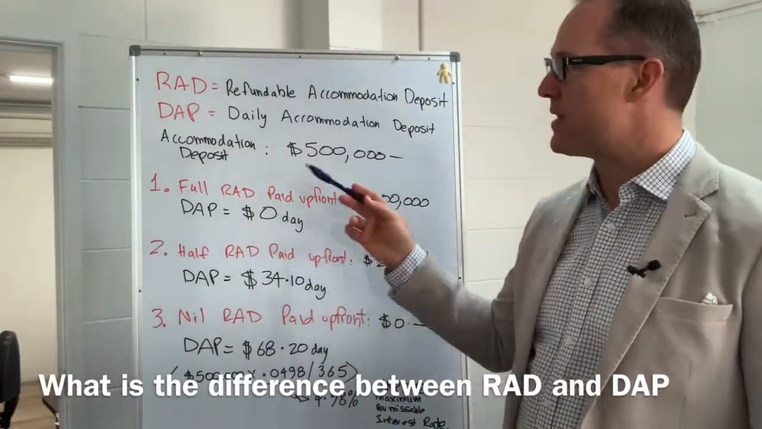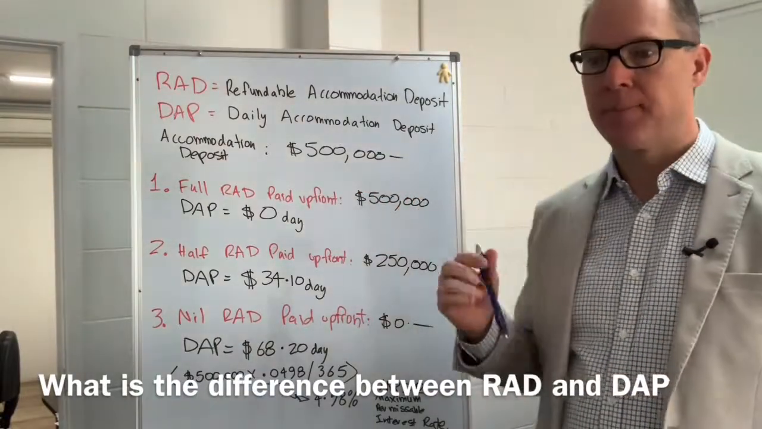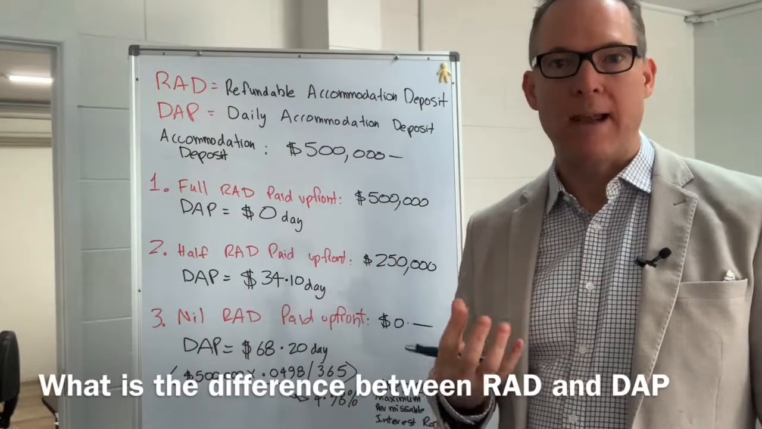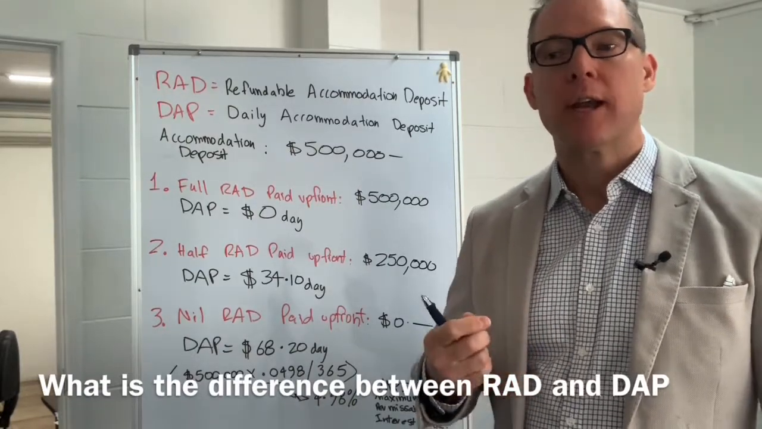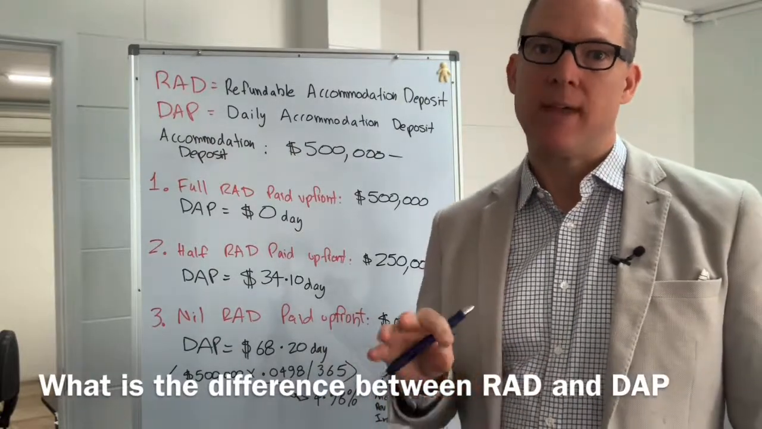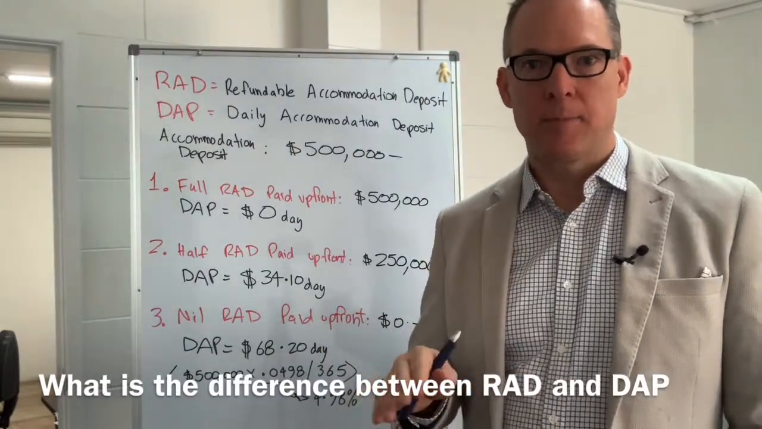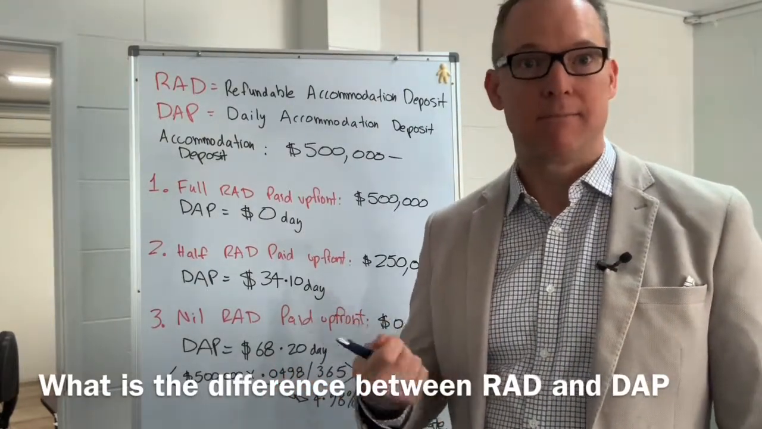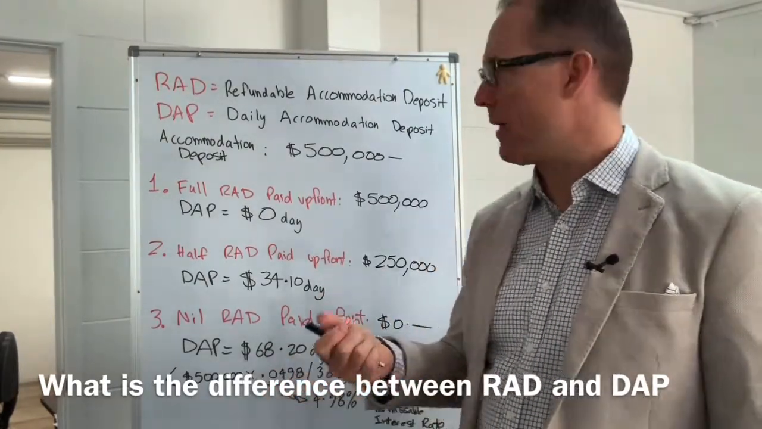Versus the DAP, which stands for the Daily Accommodation Deposit. That's like if you don't have the full amount, or you don't have a RAD, you don't have the monies available, you can actually rent that room. I think of it as renting anyway. So you rent that room at the aged care home, of which you don't get anything back at the end of your tenure, but you haven't had to come up with the funds initially either.